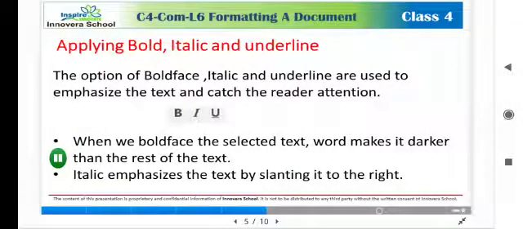Applying bold, italic and underline. See, now we are going to learn how to apply the bold option, italic and underline option. The options of boldface, italic and underline are used to emphasize the text and catch the reader's attention. See, when a reader is going to read your text, if you want to highlight some words or you want to attract the reader, for that reason you can apply these three things. You can make it bold, you can make it a little bit slanting and you can underline it. This way you can use these three options.